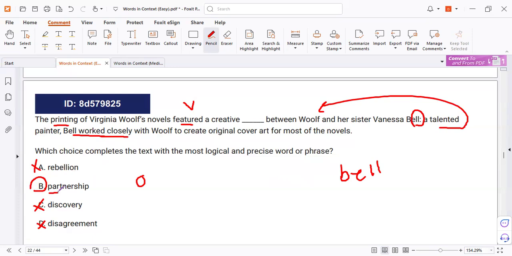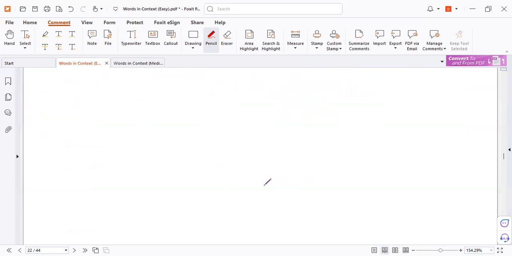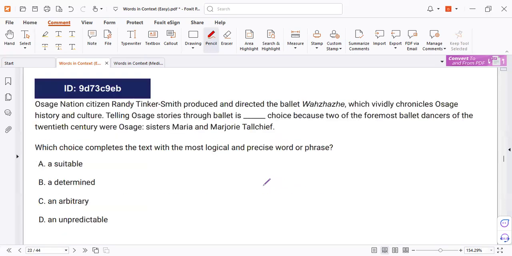So what helps you? The structure: subject, verb, object. Find it, and the calling explanation refers to something mentioned before. Follow this way, it will be faster and easier. Okay. Now, next.